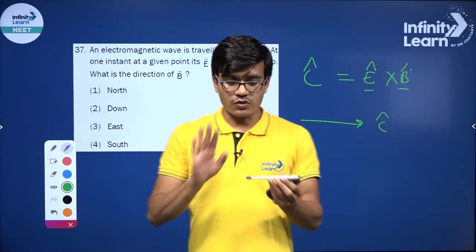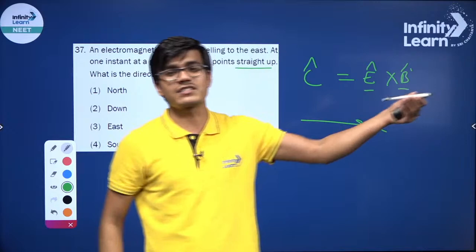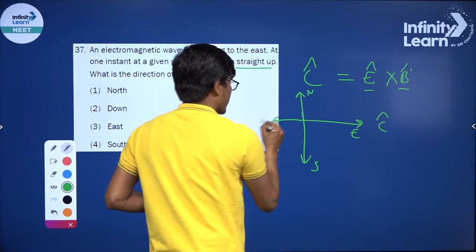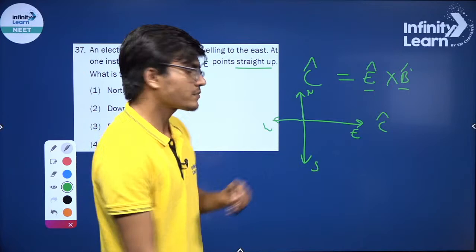So if this is E, how should I rotate my fingers so that I get the thumb in this direction? E cross B. Now I get the thumb in the east direction, means B should be in this direction. So if this is east, this will be south, this will be north, and this is west. East, west, north, and south. And that was the direction of the magnetic field. So E cross B will come in the direction of velocity. All right, so the direction of the magnetic field will be in the south direction.